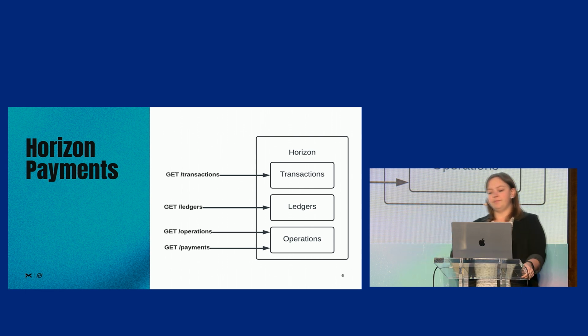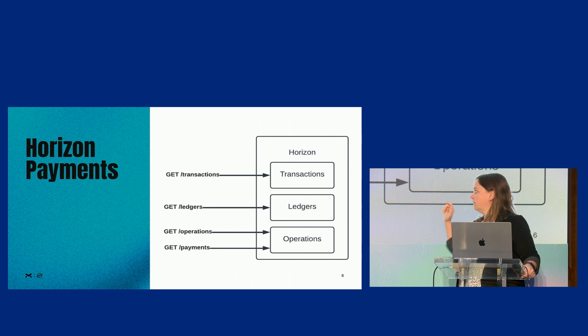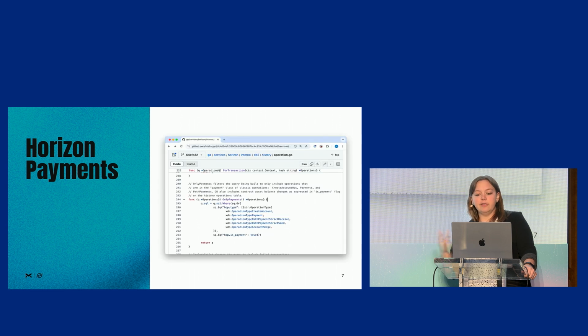Now, notably, the payments API is served from the operations table. There's no payments data model actually stored in a database in Horizon. Why is that? I'm not sure. I wasn't here when we made that decision, but payments is a derived API, or derived data model. Really all it is is a filter on top of those operations.